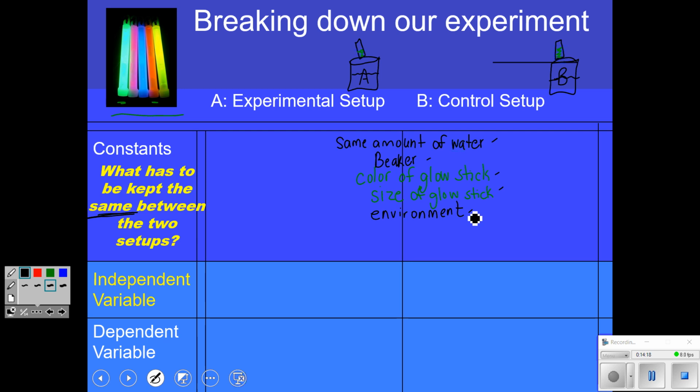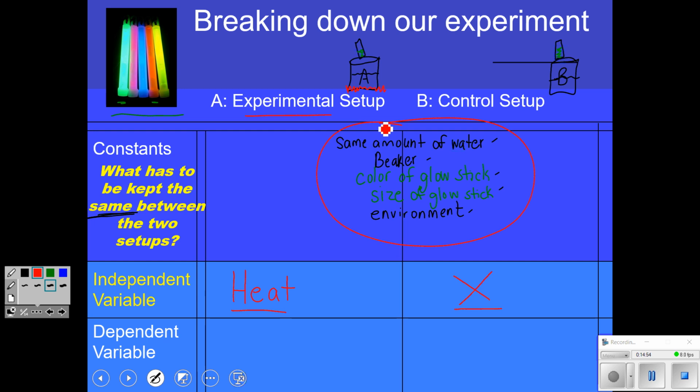The only thing that you want to affect the change is your independent variable, which is the heat. And the heat here is in your experimental setup. So this one gets a certain amount of heat added to it. This one over here, no heat. That's why it's called the control setup. We want to be able to compare the one that is heated to the one that is not, with all of these things being kept the same.